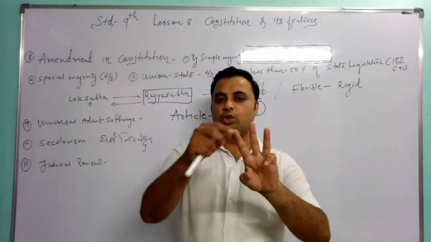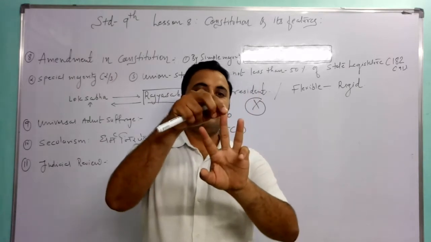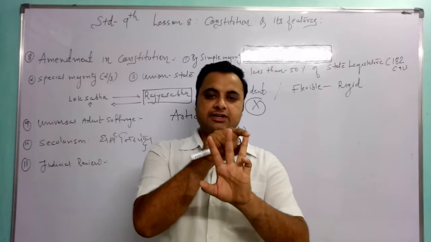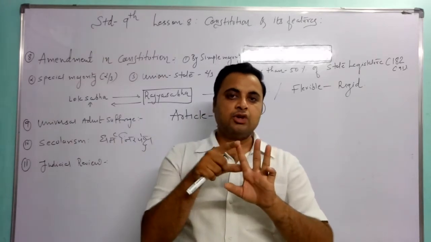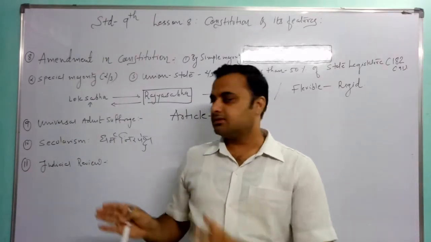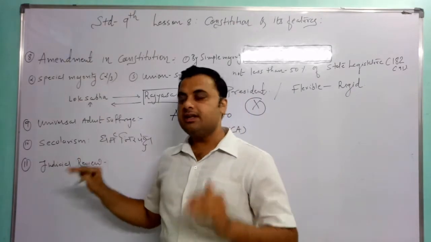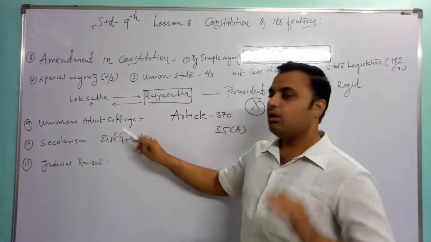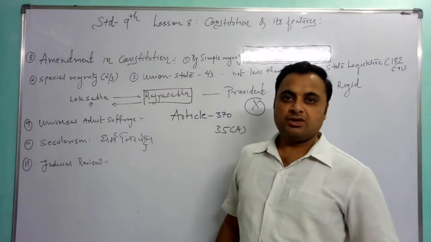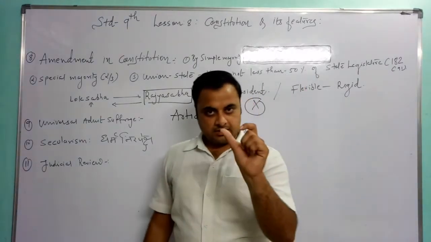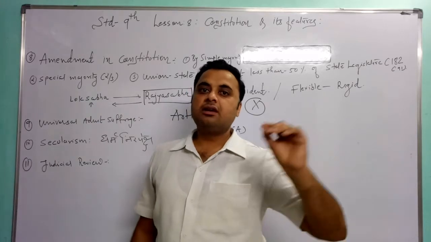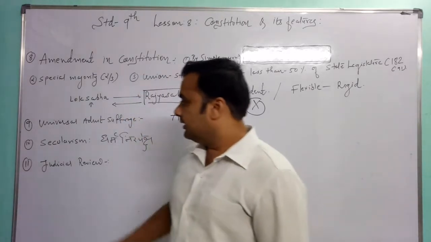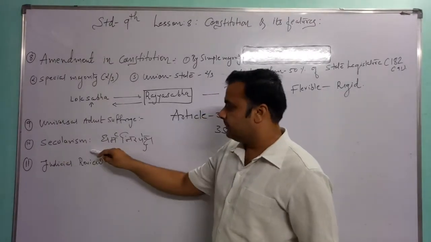Three types of election: local self government election, state election, and Lok Sabha election, the general election. Three types of the election. So as per the norms, every Indian citizen of our country casts their vote at 18 years or above. So this feature is called universal adult suffrage. Clear? The next feature is secularism.